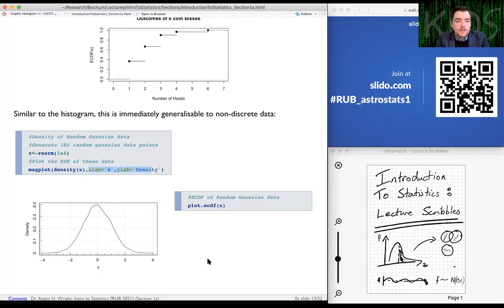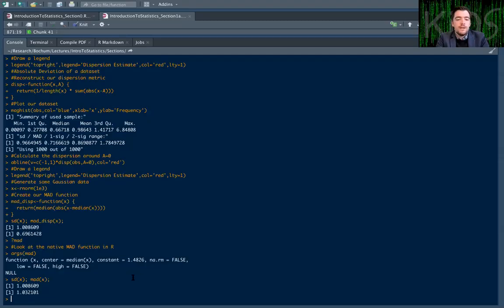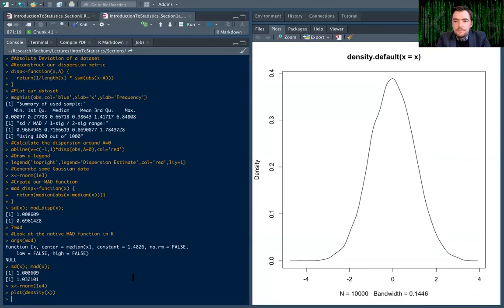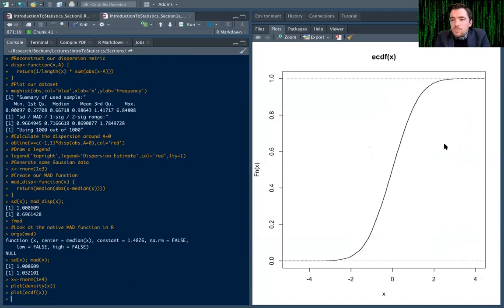So I'm going to go over to my little console here and do this live. rnorm of 40. I've just created the same data set. I've now plotted the density of that data set here. And now I'm going to plot the ECDF of that data set. And this is what the ECDF of that data set looks like.